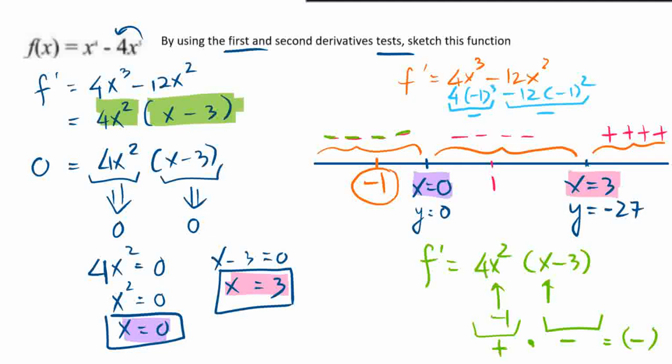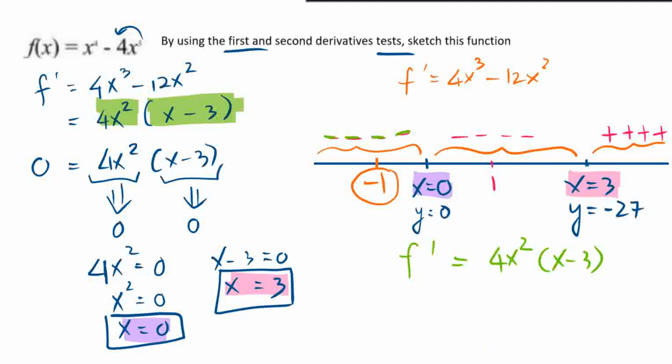Now let's test the second segment, which is between 0 and 3. We pick a number between 0 and 3, so we take 1. Now let's plug 1 into the x. 1 squared is positive, times 4 is positive, so this segment is positive. 1 minus 3 is negative 2, so positive times negative is negative, so this segment will be negative also.